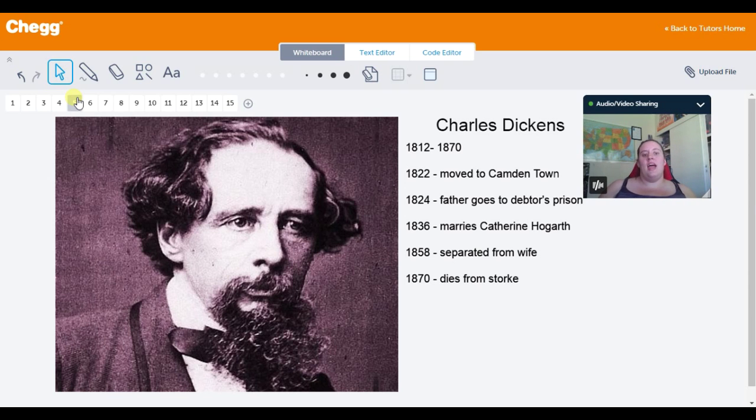2 years later, Charles' father is imprisoned because of this debt, and this means that Charles has to leave school and get a job working in a factory as a way of helping to support his family. So this time in Charles' life really impacted him greatly, and many of his works incorporate the way he reflected upon this time in his life.